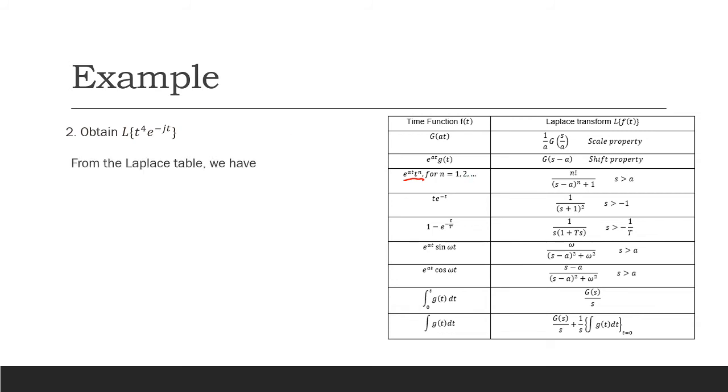So, therefore, from the Laplace table, we have ito nga, e raised to negative at, ang a natin is negative j, times t raised to n, ang n natin is 4, that is equal to n factorial over s minus a raised to n plus 1. Substitute natin. So we will have 4 factorial over s minus negative j raised to 4 plus 1. So therefore, ang answer natin is 24 over s plus j raised to 5. So this is our Laplace transform.